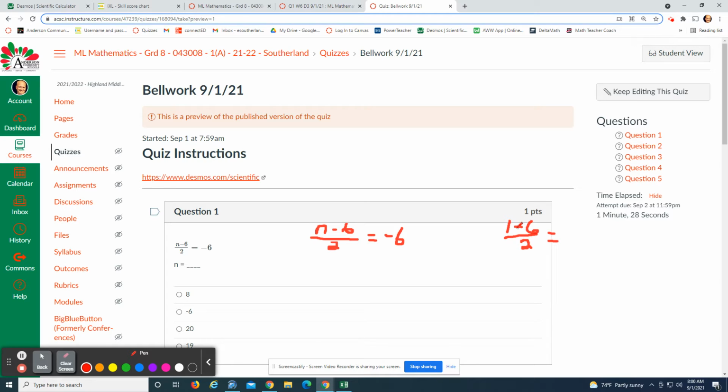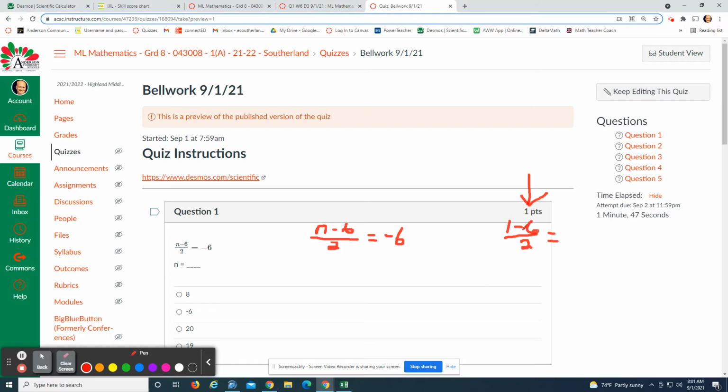Times 2 to cancel that out. No. Stop. You're right. So stop. Keep that line of thinking. But that's not what I asked. So if I was here on this part of it here, not a real problem. This isn't the problem. 1 minus 6 divided by 2. What would I do first?